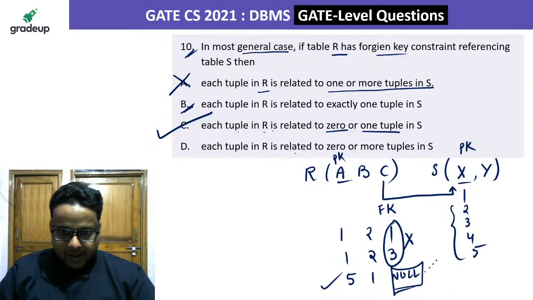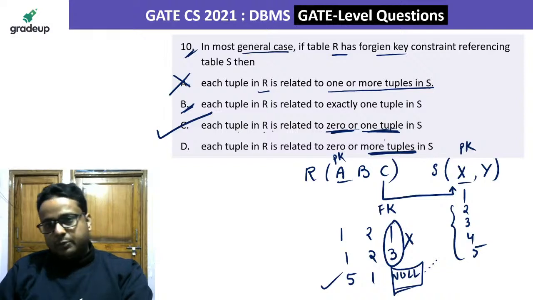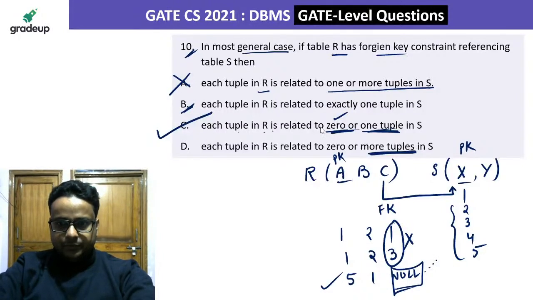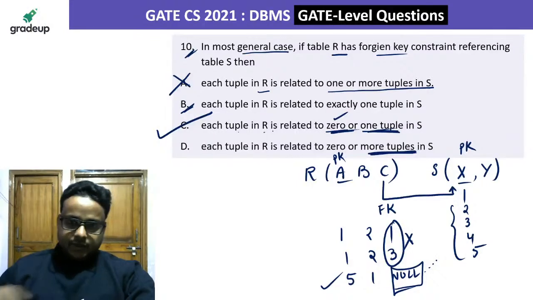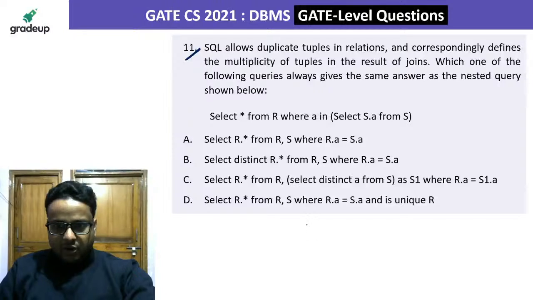Each tuple in R is related to 0 or more, that will not be the case. It will be either 0 or 1, or exactly 1. So C is more appropriate because 0 means we can have null. So the answer of this question will be option C. I hope now it will be clear, everybody. Now here is question number 11. Can you tell me what will be the answer?